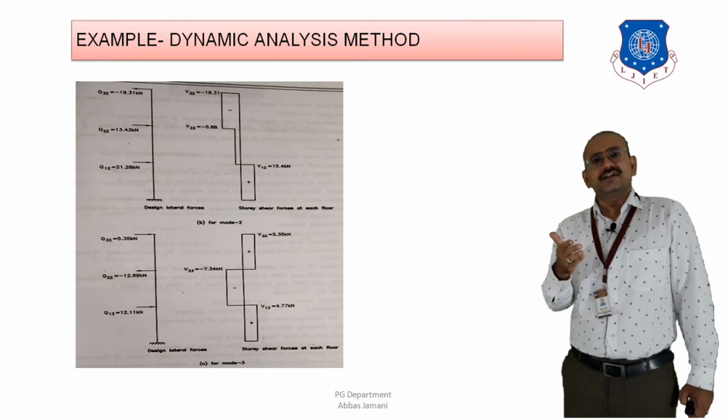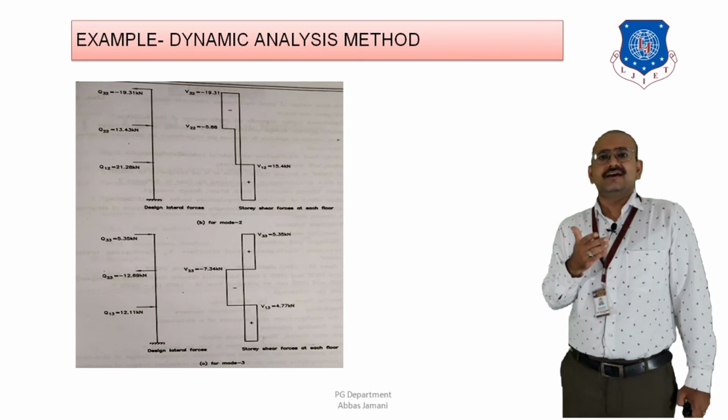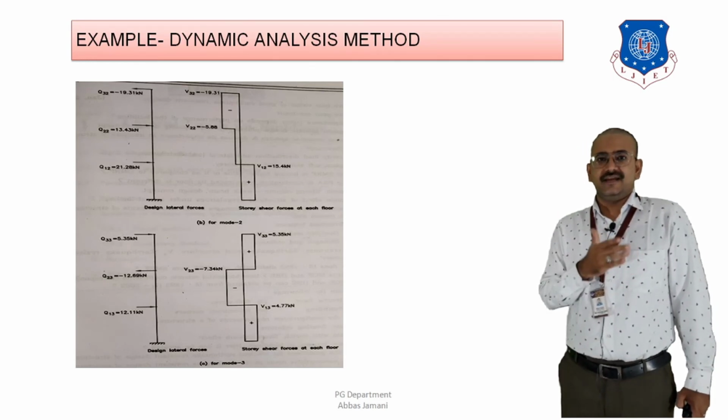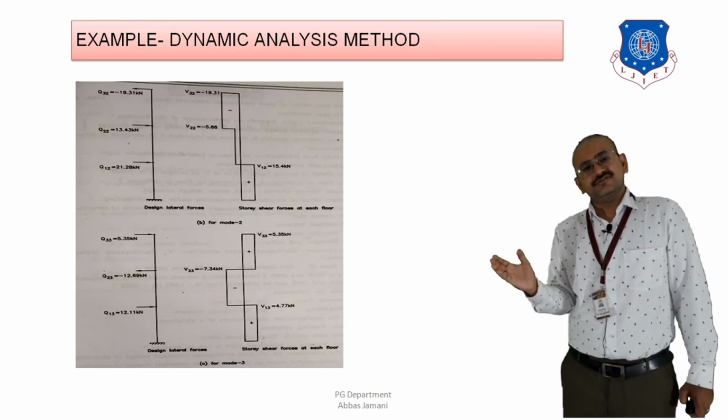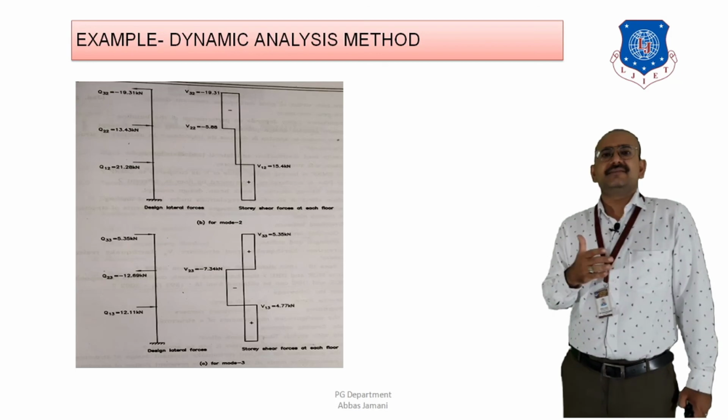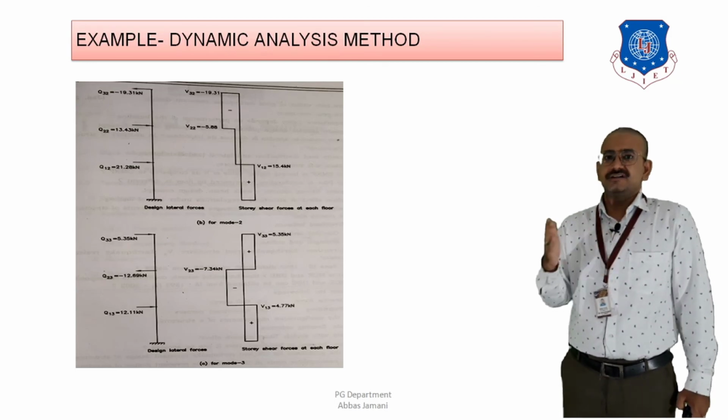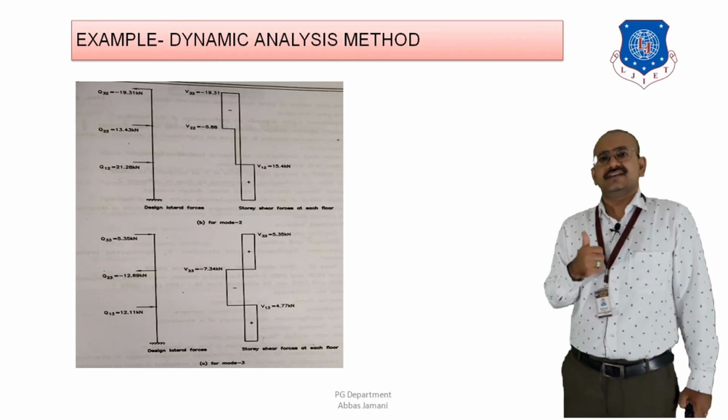Now, after this what has to be done is that you need to calculate the values for combined mode shapes, that is story shear also for combined mode shapes and lateral forces also for combined mode shapes, and that can be done by SRSS method or CQC method, which we will be seeing in the next class.